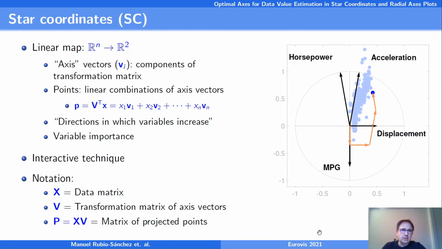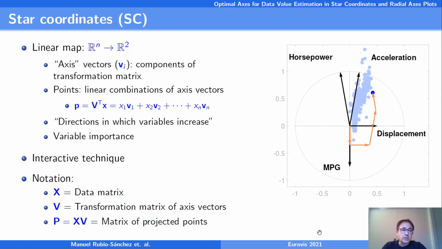Before we begin, let's take a look at the several radial axis methods that we analyze in the paper. The first one is star coordinates, which creates a linear mapping from your n-dimensional data space onto the plane. The axis vectors are simply the components of the transformation matrix, and the points are linear combinations of the axis vectors, where the coefficients of the linear combinations are the attribute values of the data samples.